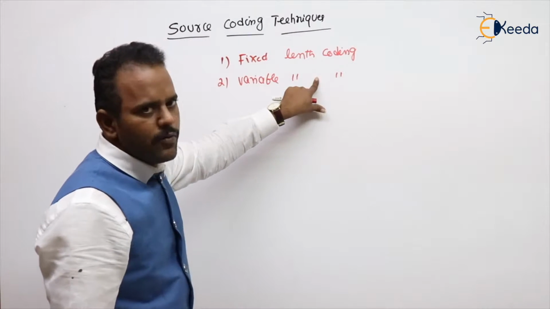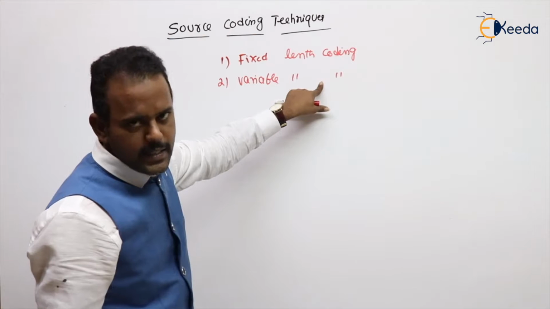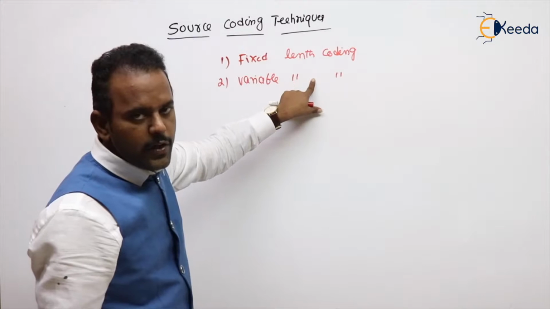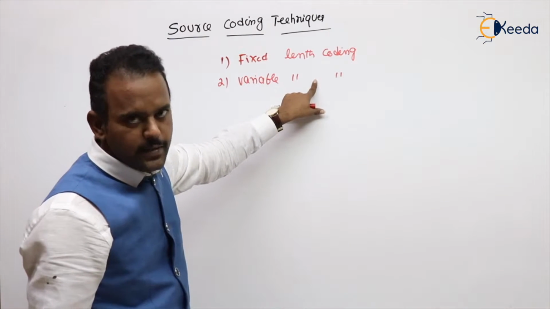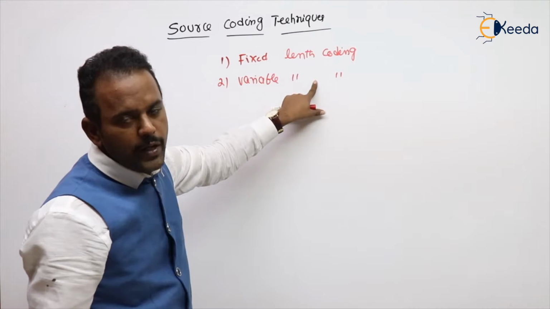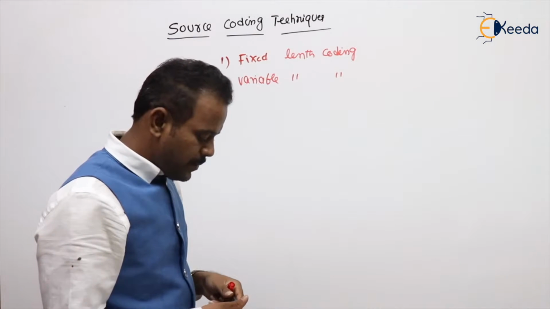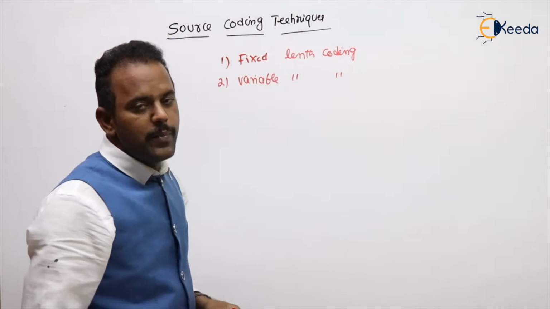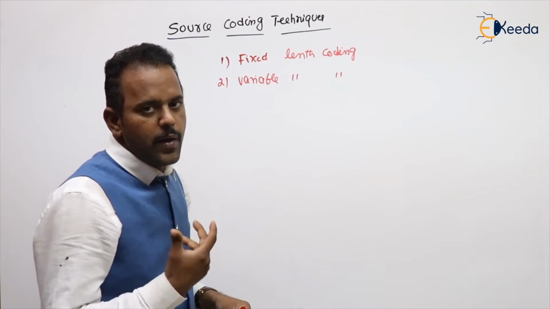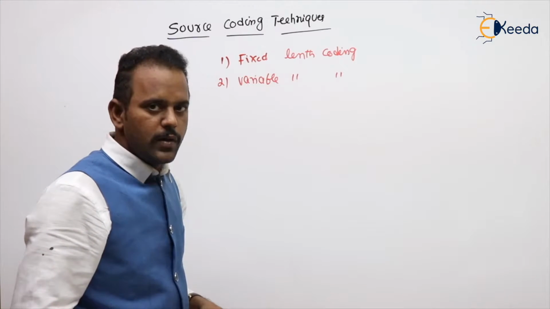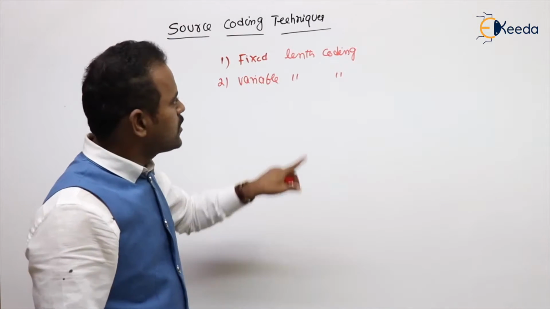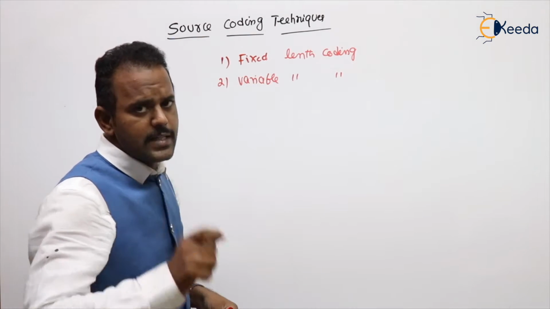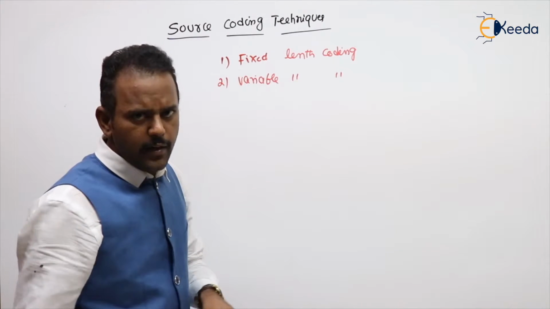From fixed to variable, the advantage is that the bit rate decreases. Here, rather than using all equal lengths, we are using variable lengths, so the bit rate will be less. And how we do the coding: if a symbol has a higher probability of occurrence, the length of its code will be less. Just like when the probability of occurrence of an event is more, it carries less information. Here also, if the probability of occurrence of a symbol is more, it will have less length. Anyhow, we will see this further.